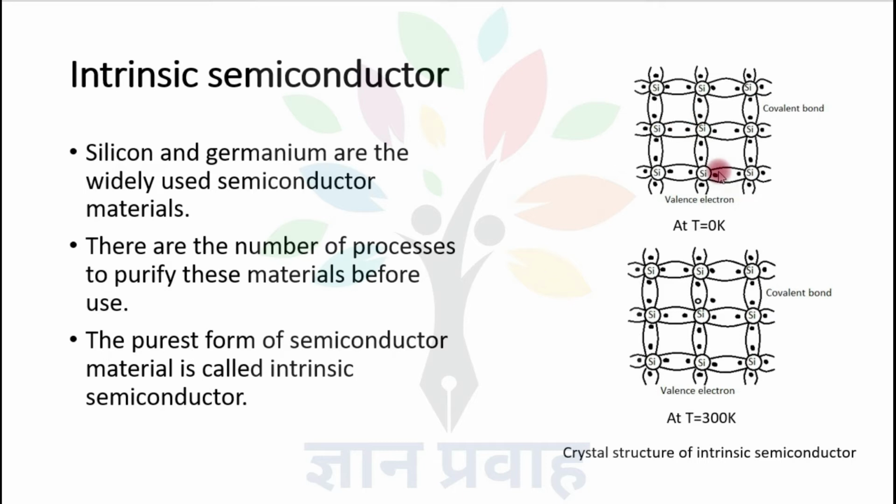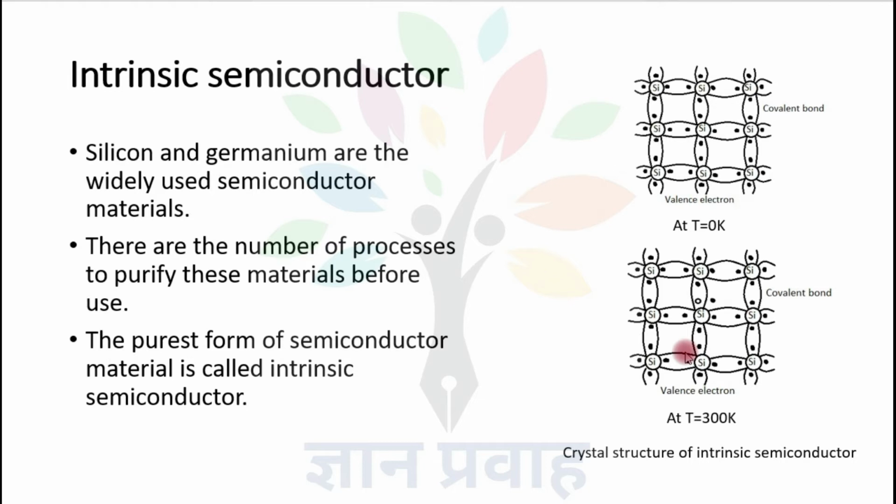So at this temperature, there is no free charge carrier in this crystal structure. It means there is no current conduction at 0 Kelvin temperature. So current conduction is possible if we increase the temperature. This crystal structure is showing the intrinsic semiconductor at 300 Kelvin.